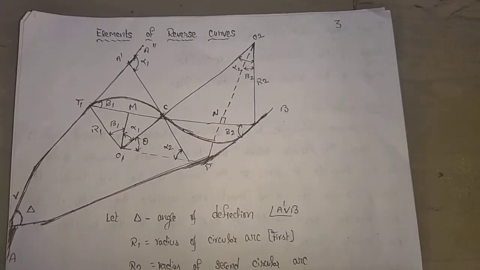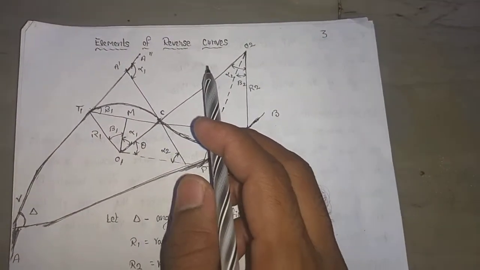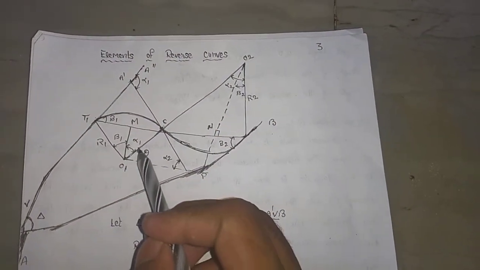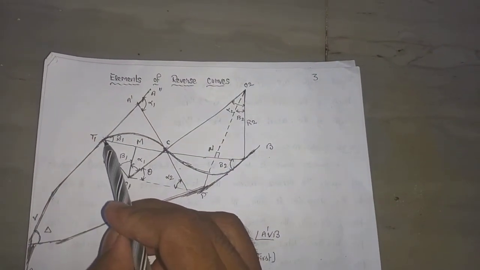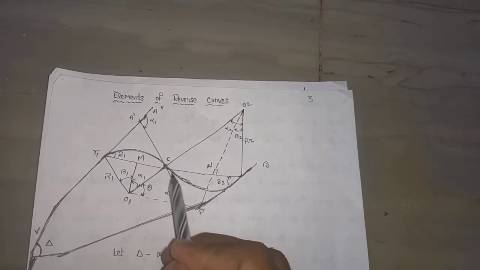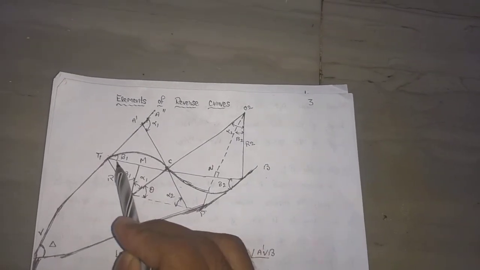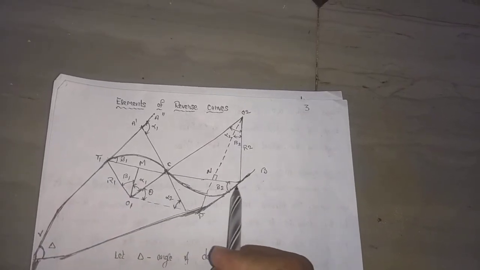Good morning students. Today's topic is elements of reverse curves. This is the diagram of a reverse curve. A reverse curve has two curves, one curve from T1 to C and another from C to B. The second curve starts from this side and turns in the opposite direction of the first curve.